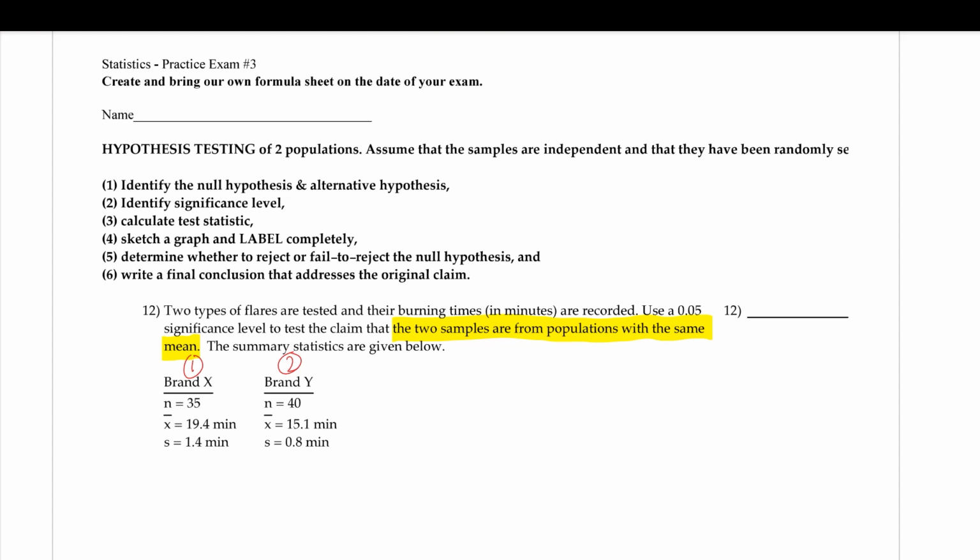Just by looking at these, there's 35 here, 40 here, so about the same sample size. But on average, these were 19.4 minutes of flare time, and this was 15.1 minutes. Again, just comparing averages isn't enough. You have to compare the spread. The spread, well, it's not spread out that much. The data is pretty compact within 1.4 minutes, right? That's a measure of spread, and this is about 0.8, so that's not spread out that much either.